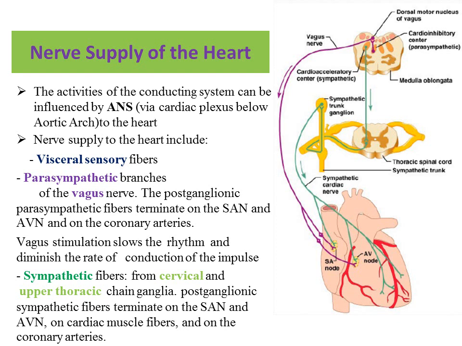They come from the cervical and upper thoracic chain ganglia, as we mentioned. The postganglionic sympathetic fibers terminate again on the SA node and in the AV node. Those are the main pacemakers. The pacemaker is the sinoatrial node and its next station is the AV node, still on the cardiac muscles and the coronary vessels.